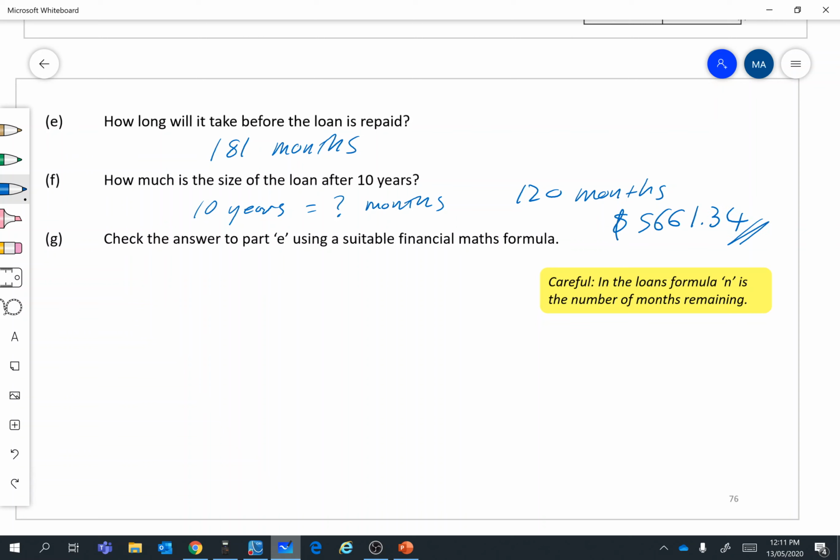Okay, now part G. Check your answer to part E using a suitable financial maths formula. So what we're talking about here is annuities in arrears from the finance section, or the finance unit, of our course. So at whatever stage you're at the moment, if you haven't looked at that formula yet, just leave this for now. But once you've studied the financial maths formula for annuities in arrears, it'd be good for you to come back to this part G and test that formula and see if you get the same answer as that one, which of course you should.